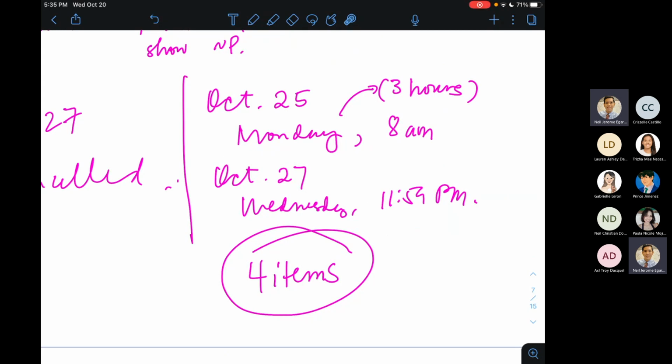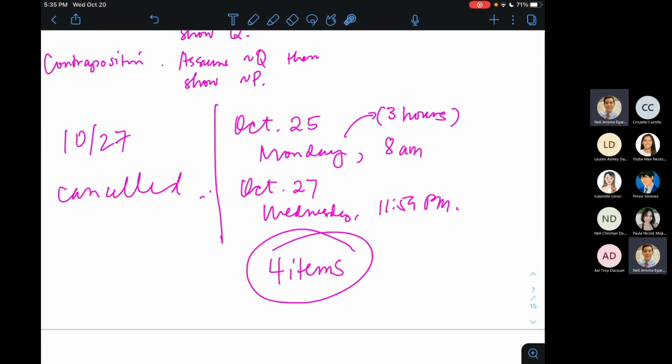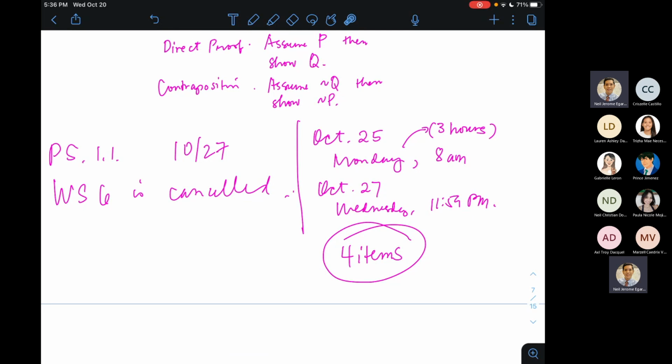Also a reminder, I already gave you the first problem in the problem set, yung problem set 1.1. Due siya on the 27th, next Wednesday rin, 11:59 p.m. So yun na yung first item. I'll give you 4 more problems and that will be available on October 25th. Yung idea dun sa 4 problems na yun, I will design them. Hindi ko pa sila nagagawa. But I will design them so that you will be able to finish them in probably around 1 hour.